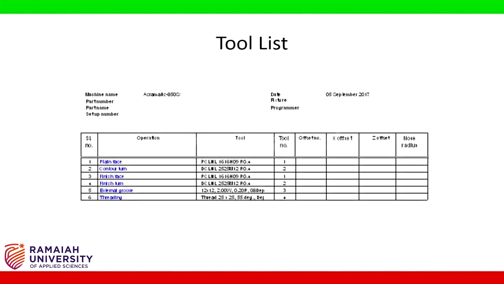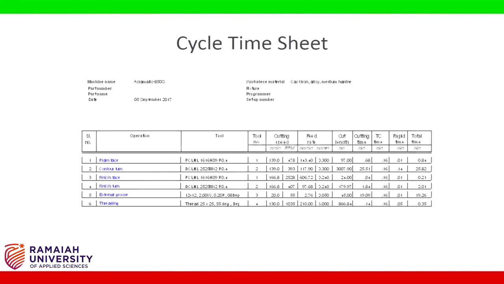Tool List. Click on Documents in the main menu. Select Tool List. See the list of tools that is used for the process. Click on Close to exit from the Tool List sheet. Cycle Time List. Click on Documents, Tool Layout sheet. See the cycle time list for the selected cutting parameters and cutting time. See the total machining time. Click on Close to exit from the Tool Layout sheet.